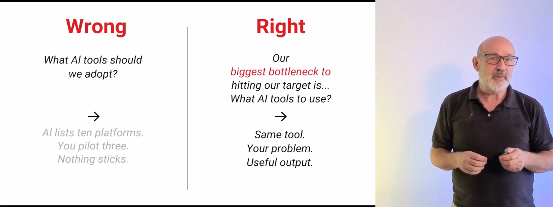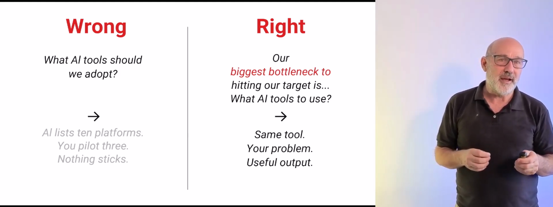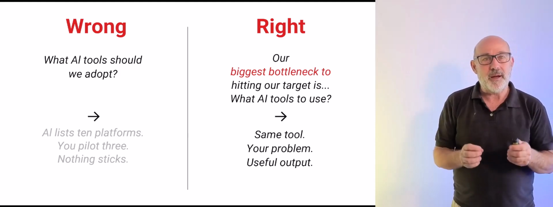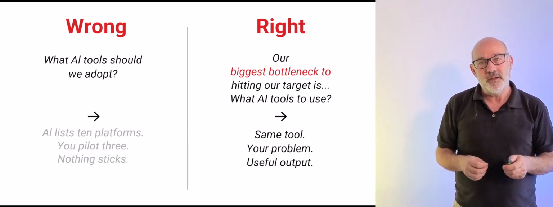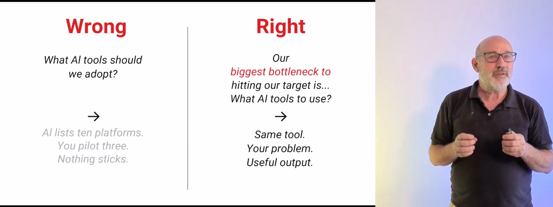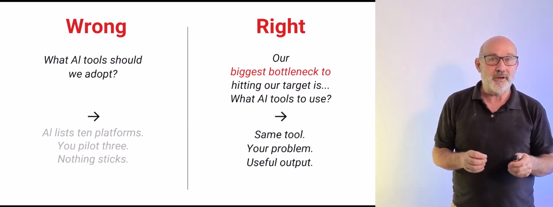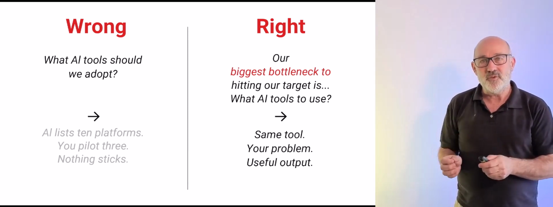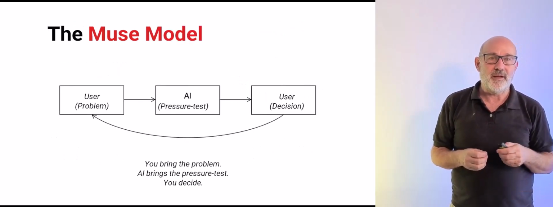Here's what this looks like in practice. A leadership team asks the AI, what AI tools should we adopt? The AI lists 10 platforms. They pilot 3. Nothing sticks. The team concludes AI is overhyped. The real question was never asked. What's the biggest single bottleneck preventing us from hitting our target in the next 24 months? Same tool, completely different starting point, very different value.